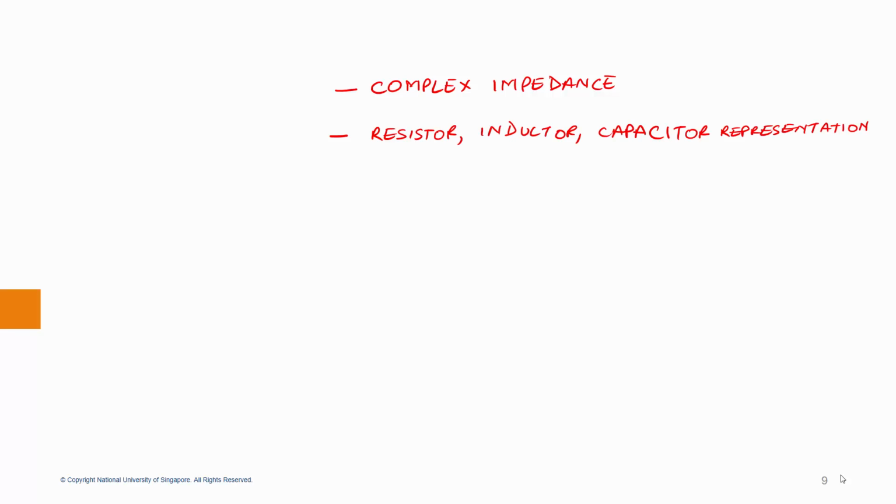We have come to the end of this lecture. In this lecture, we examined the concept of complex impedance and derived the representations for resistor, inductor and capacitor in an AC system. Thank you.